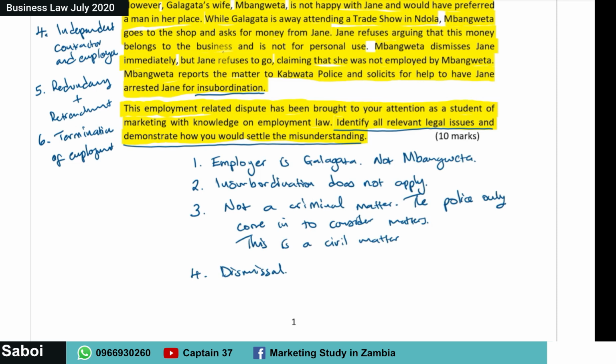Only the employer can dismiss an employee. It's not the union leaders. It is not the politicians. It is only the employer that can dismiss. Okay? Only the employer can dismiss. Only can be dismissed by the employer.